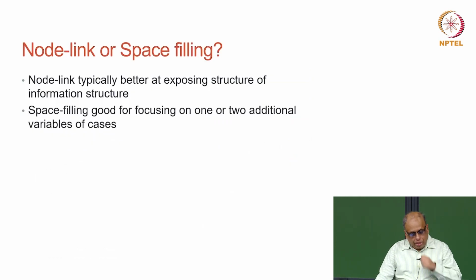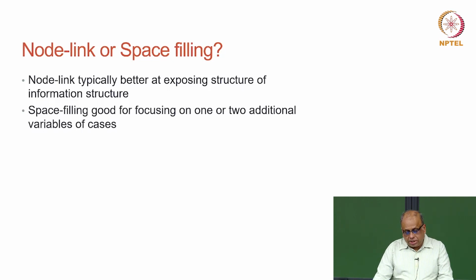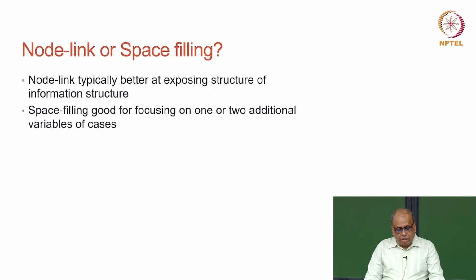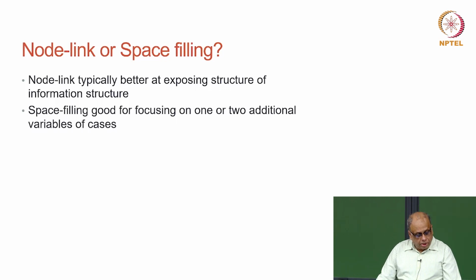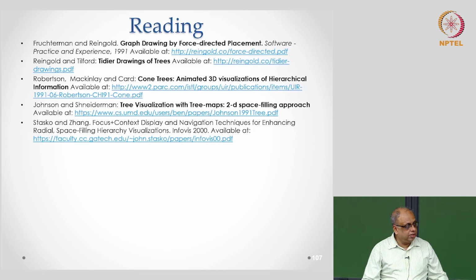Okay. So node link or space filling. Node link are typically better at exposing the structure, while space filling is good for focusing on one or two additional variables. Depending on the situation, you can use both. But tree maps have also been found to be very useful in a lot of scenarios. And these are some of the readings for the tree visualization.